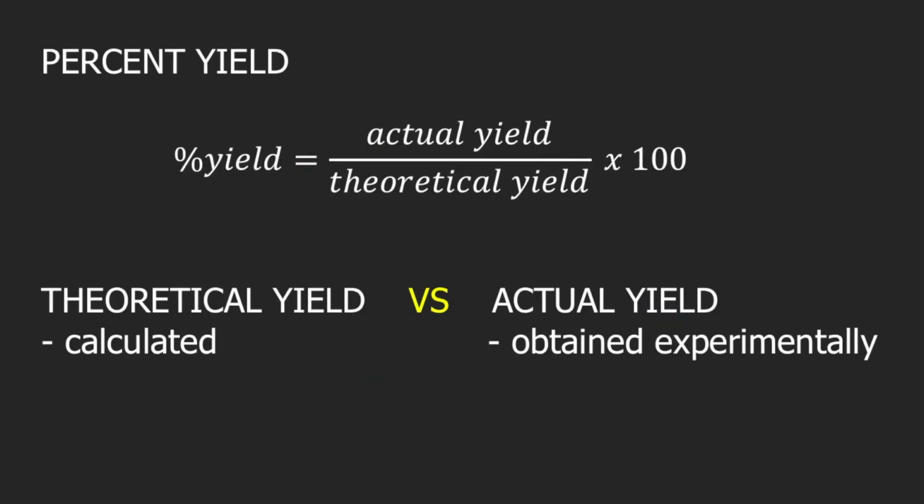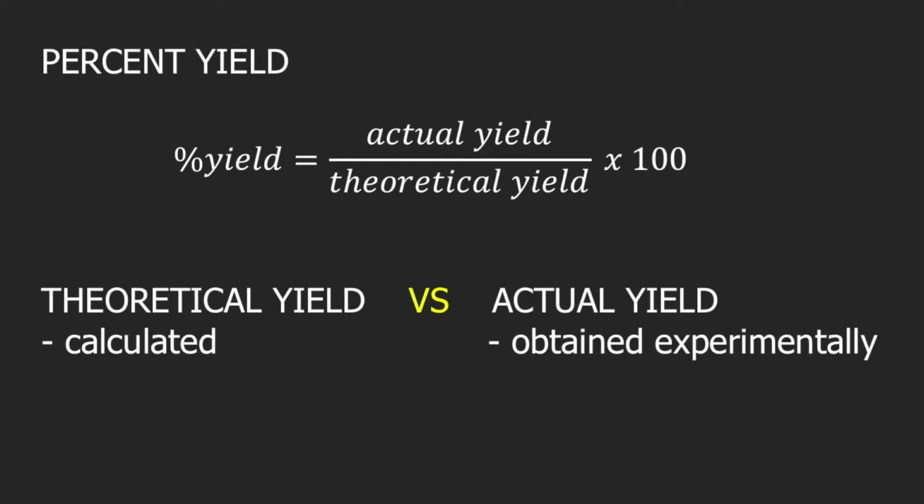Of course, we start with the definition of percent yield. Percent yield is defined by the following formula: actual yield divided by theoretical yield times 100. So it's a fairly simple and straightforward formula.